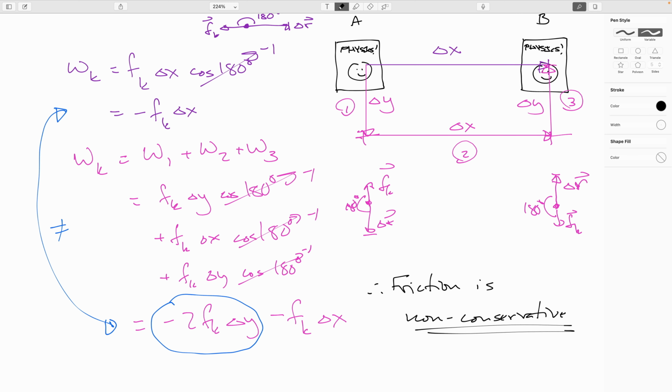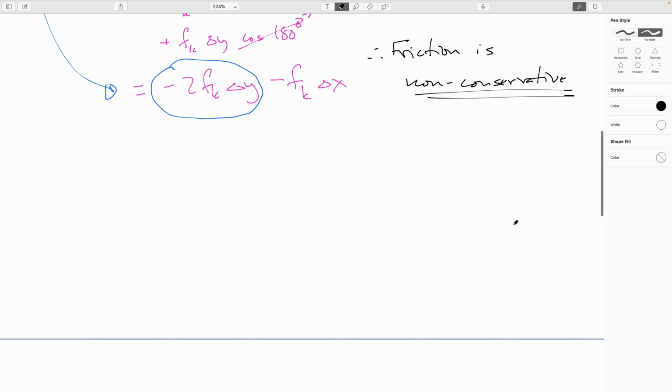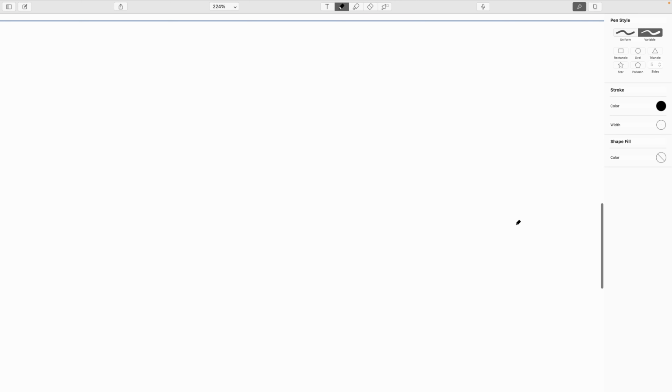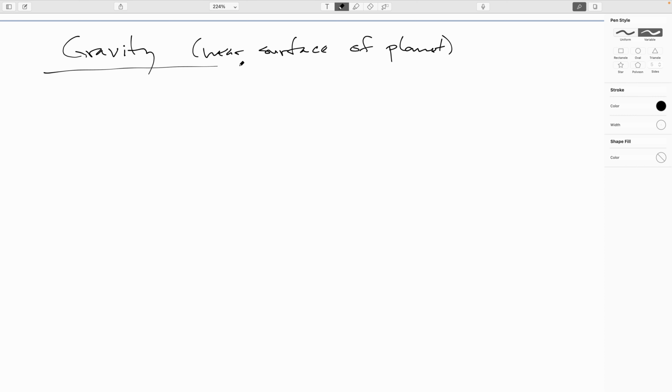Now let's take a look at an example of a conservative force. We'll take a look at gravity, and specifically gravity near the surface of the Earth, or near the surface of a planet. So we can model the force of gravity as being straight down. In a later video, we'll take care of the general case.